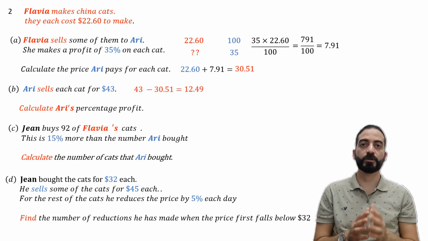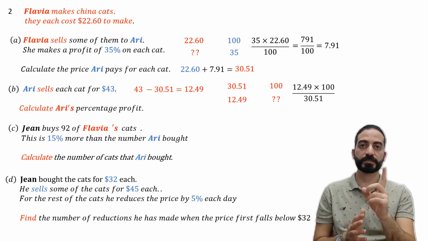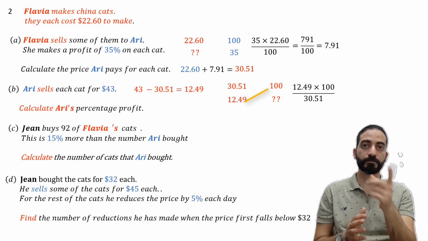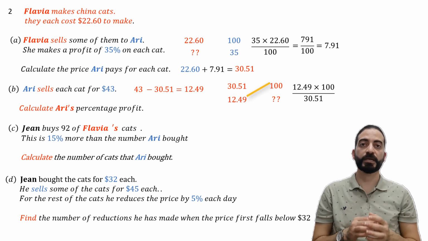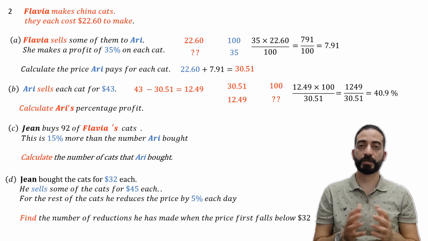Now we have to convert it to a percentage in this way: every $30.51 is 100%, and $12.49 is how many percent? So we multiply the numbers opposite each other, divide by this number, and we get the answer. We now move to part C.